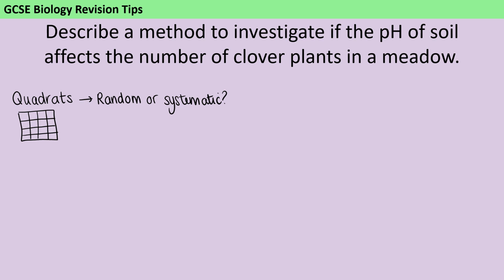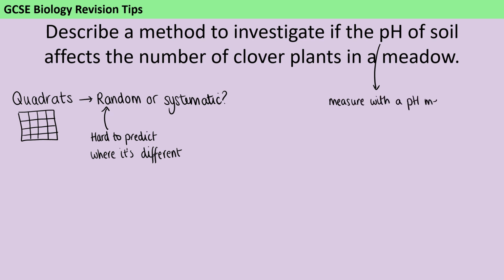So even if I had a transect, I'm probably not actually going to be able to say, oh, the pH is much more acidic on this side of the meadow and it's much more alkaline on this side of the meadow. I'm not going to have that information in advance. So actually random sampling is probably a better idea for pH. And then in terms of assessing that pH, I'm going to use a pH meter. And what I'm then going to do is compare the pH in the places that there's lots of clover plants to the places that there's not a lot of clover plants.